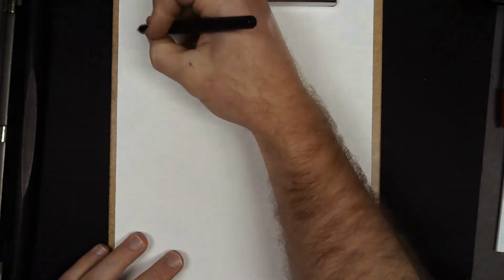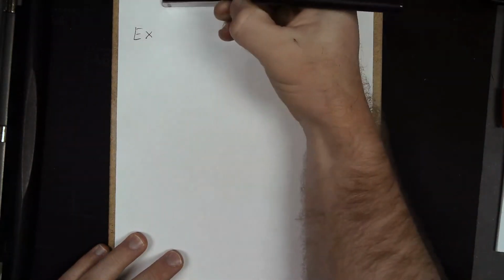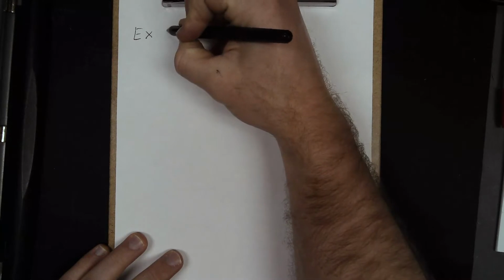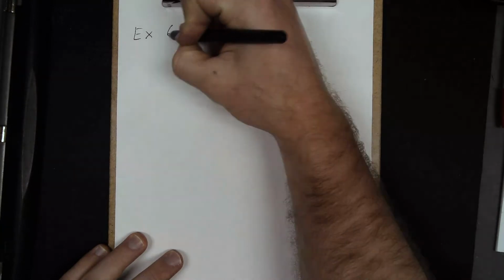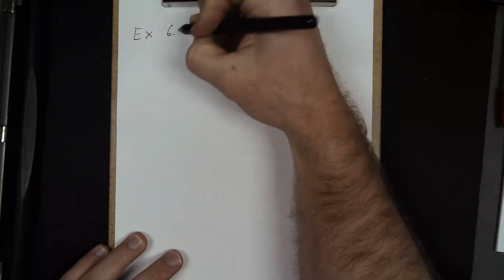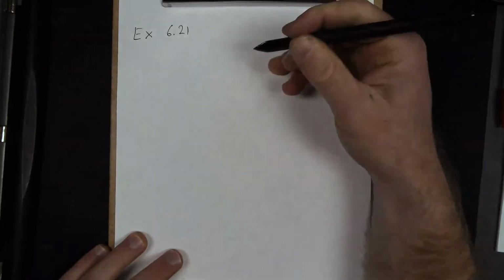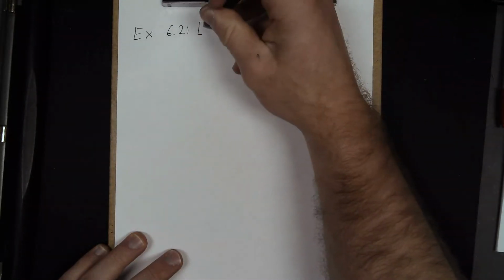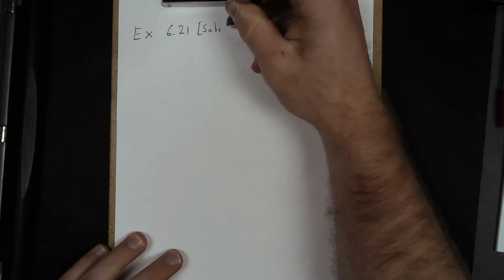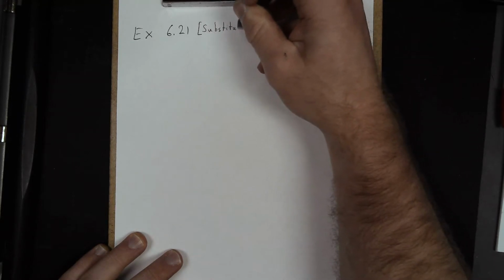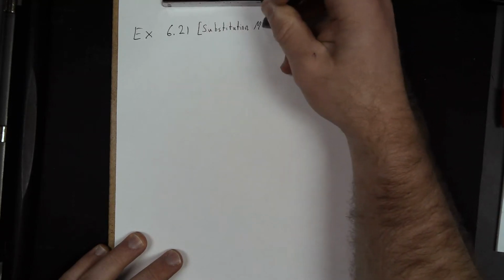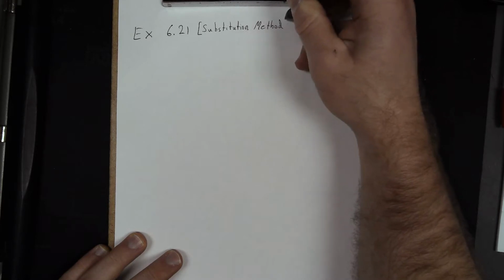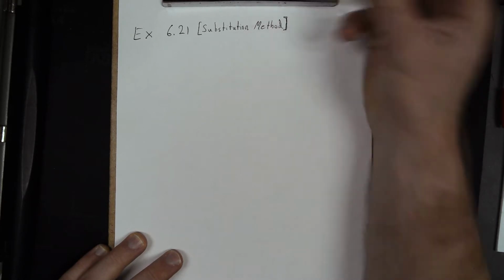All right. Last set of problems for the night for me. Still in section 6.2. We're going over example 6.21. And now we're going to look at something called the substitution method. What the heck is this?